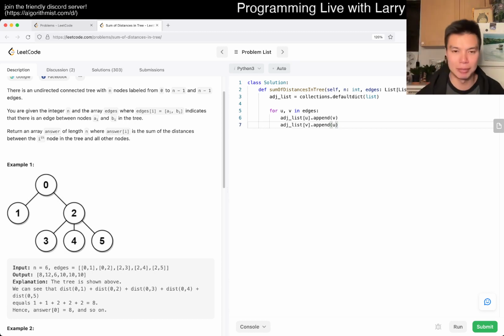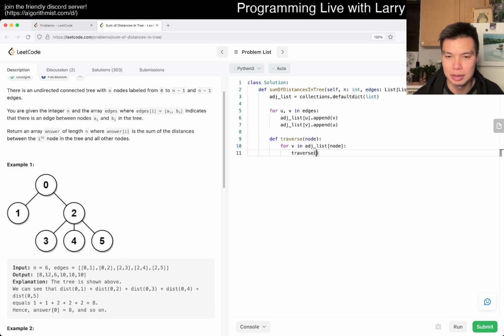I think we just start with a regular traversal. I got depth first, but you could do it in any node. So this is the current node, and then for we in adjacency list of node, we traverse to we with node being the parent, and this is a tree, so we just make sure we don't go back to the parent, right? Okay, so that's really the entire traversal.